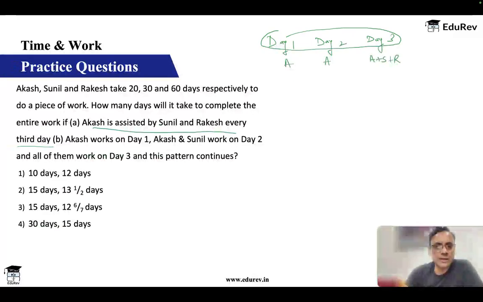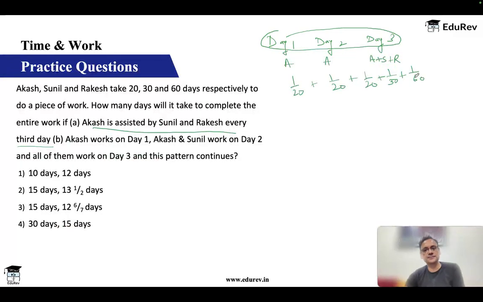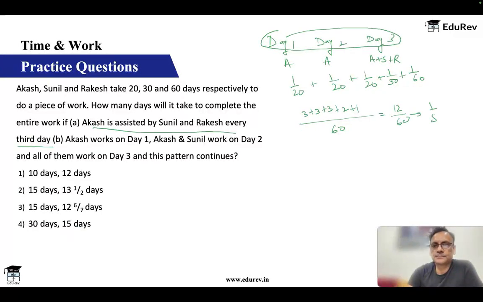So day 1 is 1 by 20. Day 2 is again Akash, so it is again 1 by 20, and day 3 is 1 by 20 plus 1 by 30 plus 1 by 60. So this much work will get done in 3 days. What is the LCM of this? 60. So I have 3 plus 3 plus 3 plus 2 plus 1, which gives me 12 by 60, or 1 by 5. So in 3 days, work done is 1 by 5.